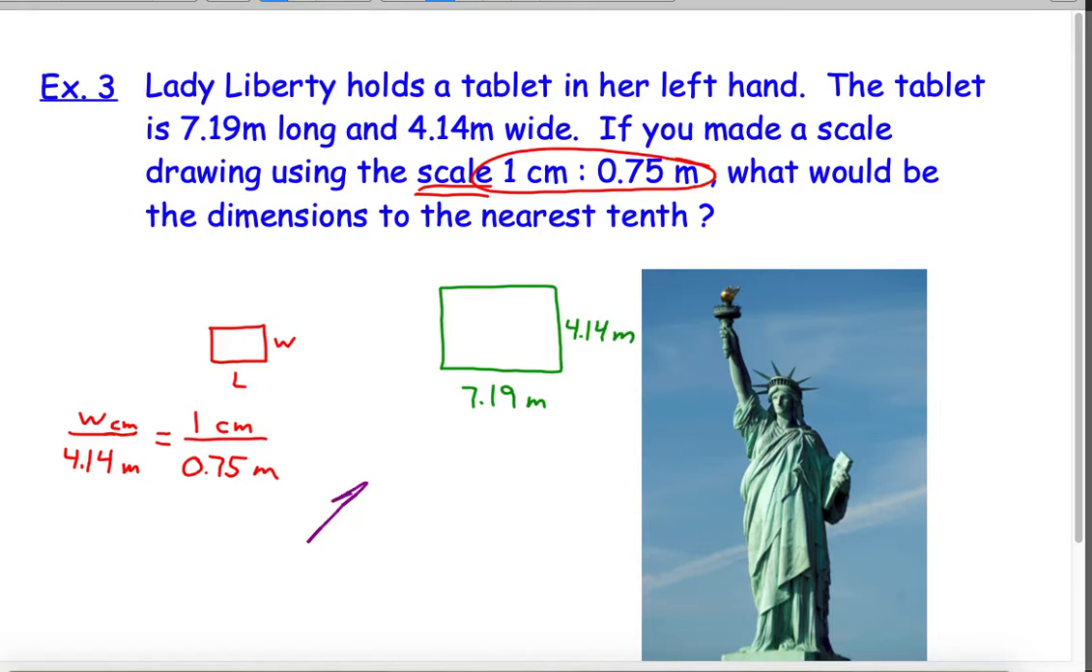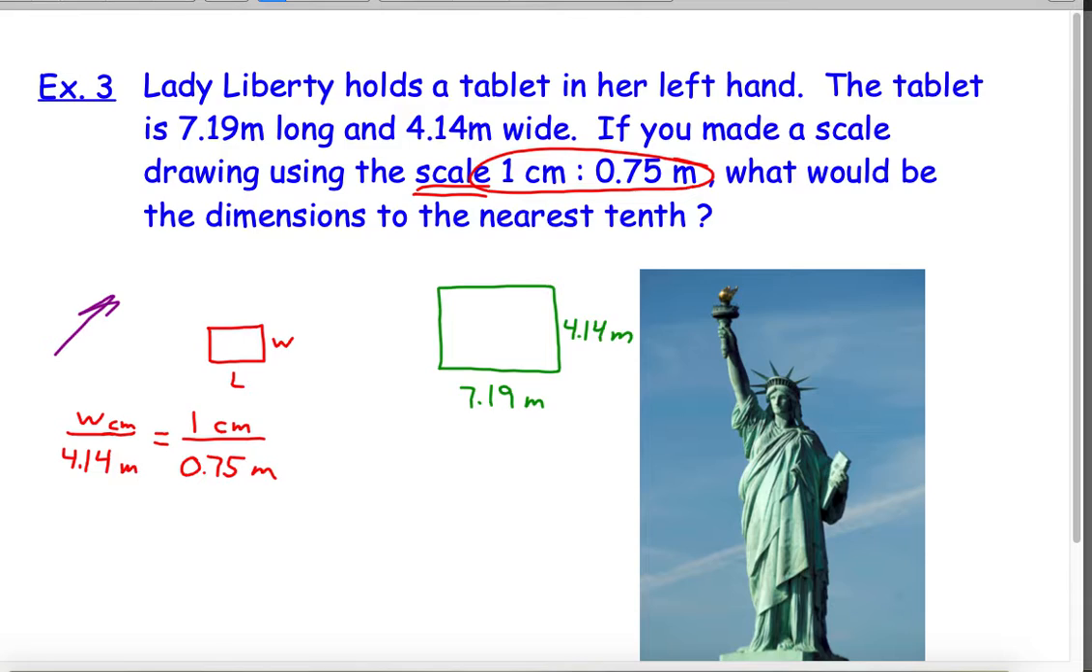Okay, so just a couple of things to point out here. I decided, and I could have set this up, I could have done 4.14 to W if I wanted. But what you have to look at is the units. My W, my drawing, is going to be in centimeters, and then the actual is in meters. So when I do my scale, make sure that my centimeters are in the same spot and that my meters are in the same spot. And then we'll be good to go.